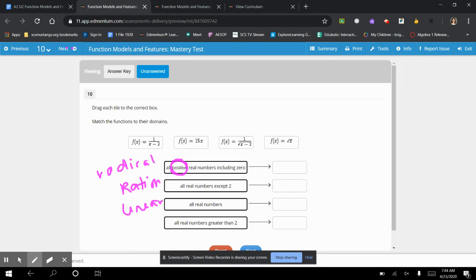And then the last one, all real numbers greater than 2. So this is another one where we're looking at a radical. And the big difference is it's going to be greater than 2. So you need to figure out which radical equation that we have up there has to be greater than 2.